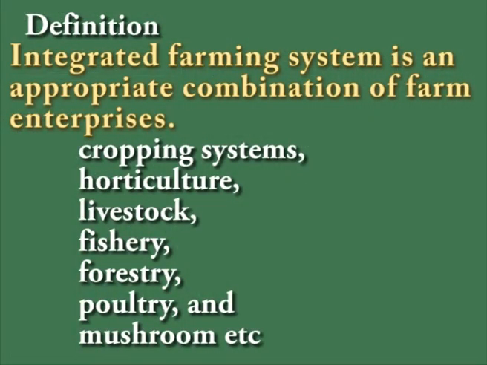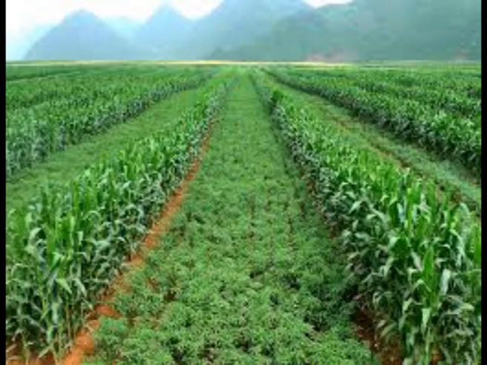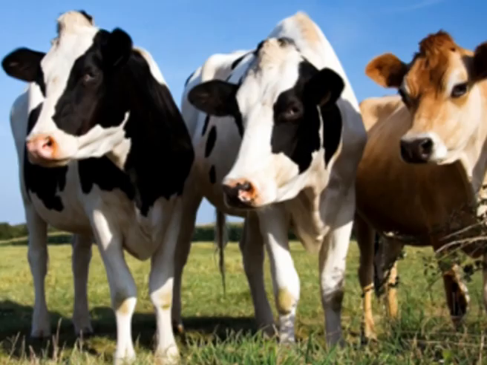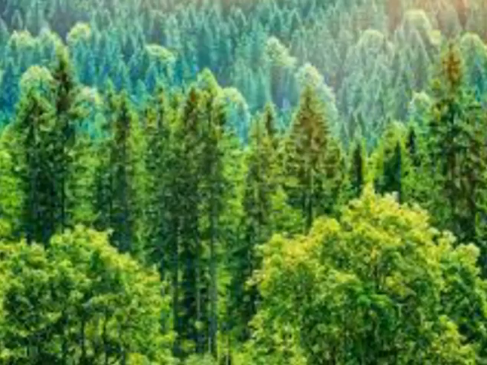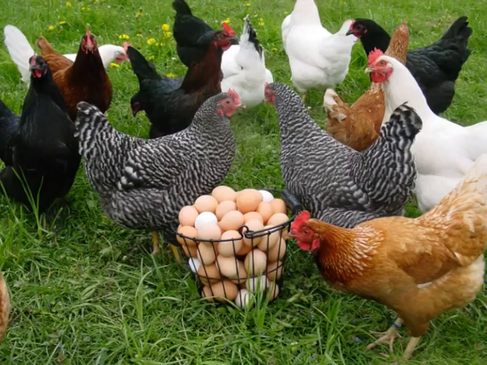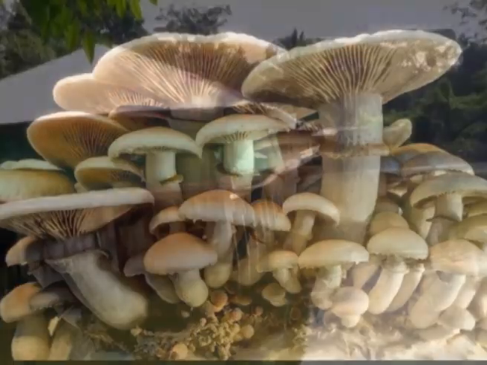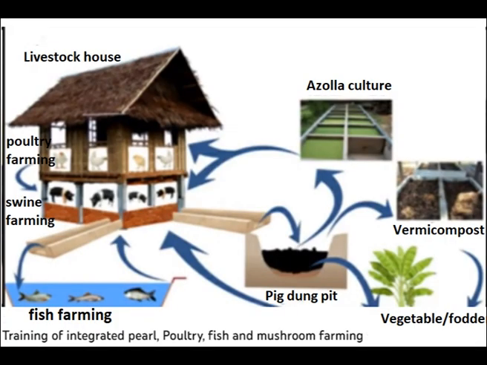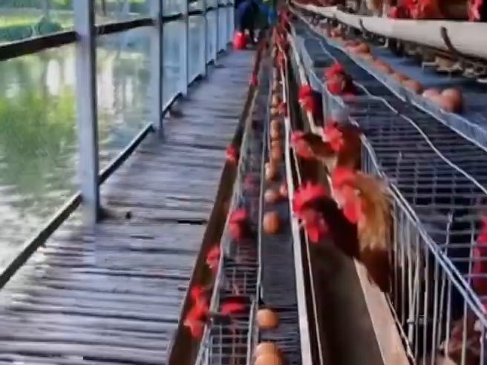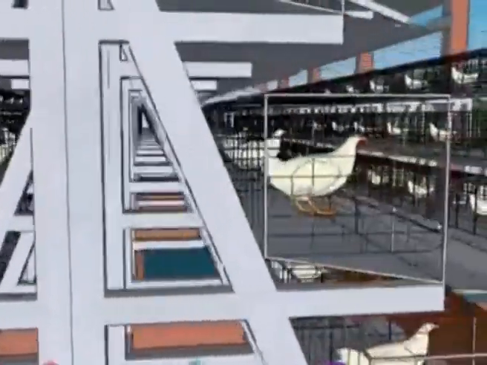Well, integrated farming system is an appropriate combination of farm enterprises, that means cropping system, horticulture, livestock, fishery, forestry, poultry, mushroom and others, and the means available to the farmers to raise them for profitability. It interacts adequately with the environment without dislocating or disturbing the ecological and socio-economical balance.